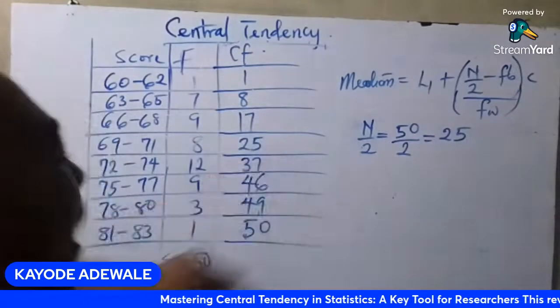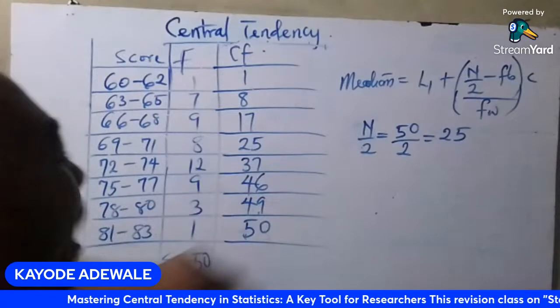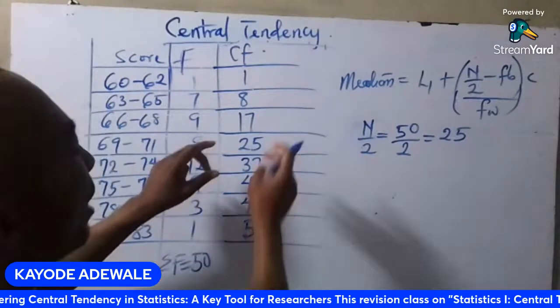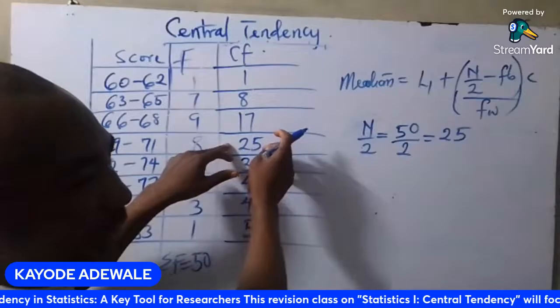If you look at this now, we are just fortunate that that 25 is here. Sometimes it could be higher than this place.